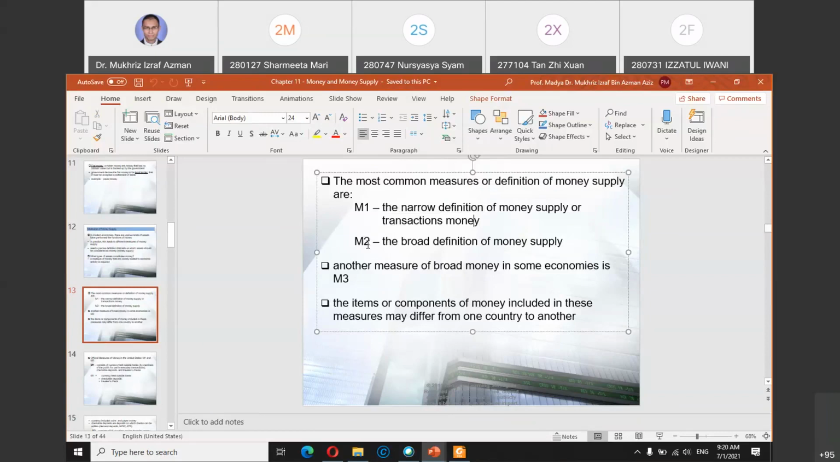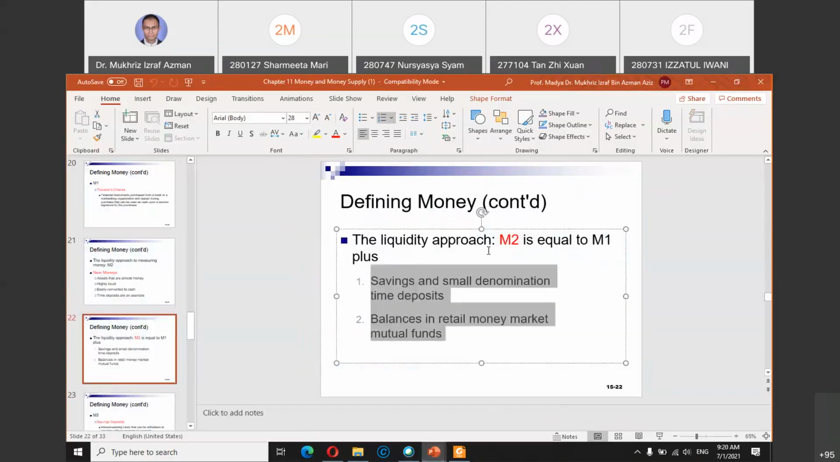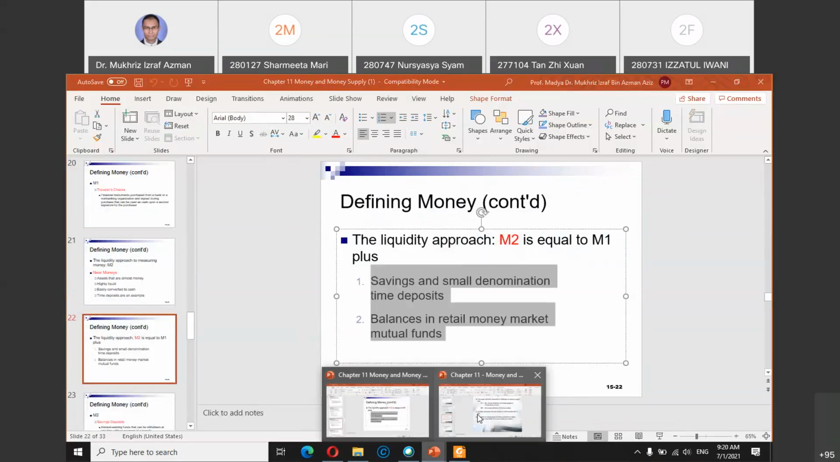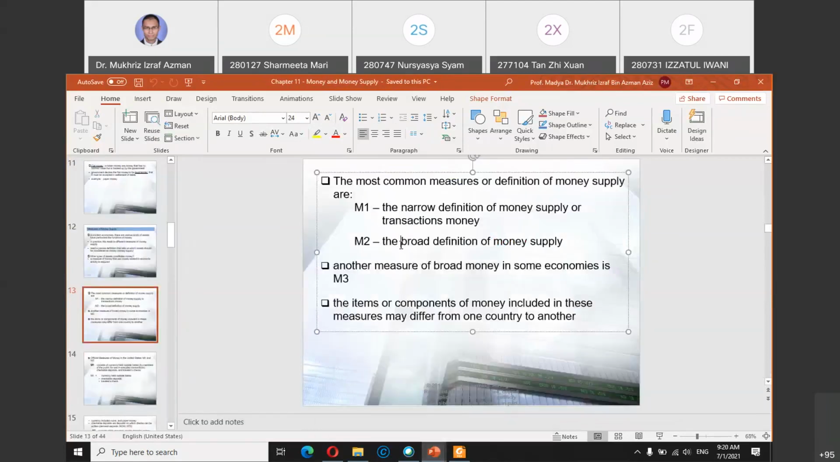But M2 includes M1 plus the other 2 components here. M2 equals M1 plus these other 2. So that's why M2 is what we call a broad definition, because it includes M1 and other components which are not covered under M1. We also sometimes use another term, which is M3. But the most common ones are M1 and M2. M3 is much broader than M2.